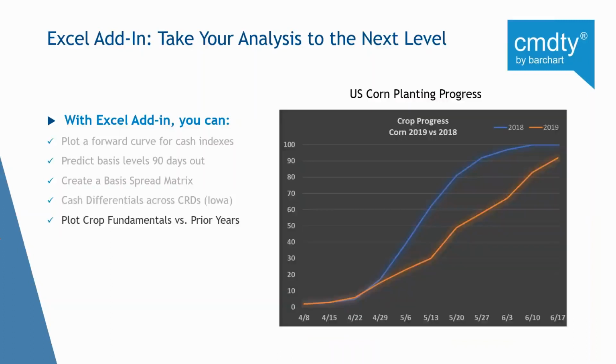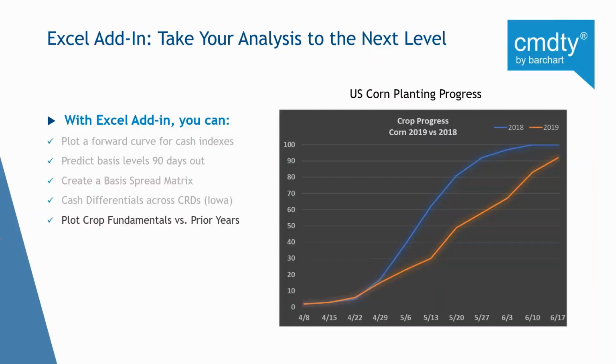And then finally, we can take a look at crop fundamentals versus prior years. In this particular case, I looked at the national corn planting progress. I can also do it state by state, but this was national. And we are looking at the 2018 crop progress versus the 2019 crop progress. We already knew the answer to this one and how far behind we've been this year.